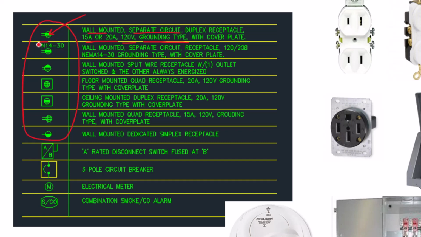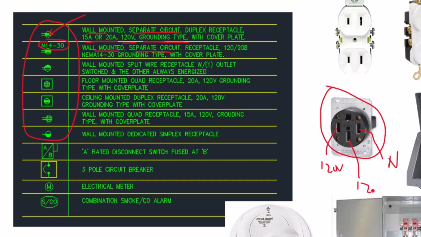You can also have this type of text here. It says N14-30. So that is a wall-mounted separate circuit receptacle, 120/208, NEMA 14-30, grounding type with cover plate. The NEMA 14-30 is a specific type of receptacle, which I'm showing right here. It has the 120. So one of these is 120. Another one might be a neutral. Again, I'm not sure if this exact location is the neutral, but one of these four is the neutral, and the other one is also 120 volt.